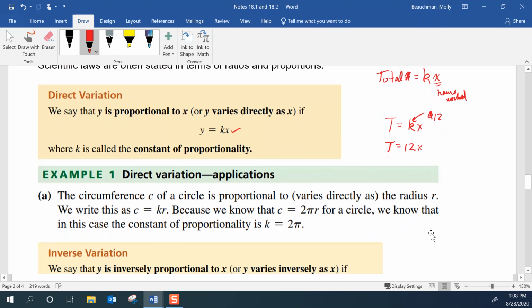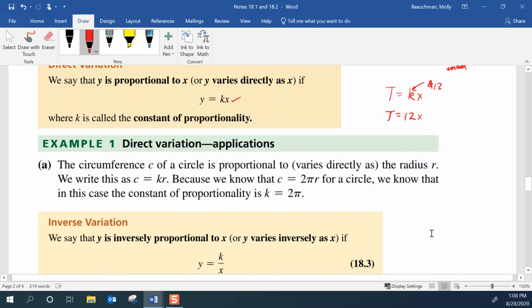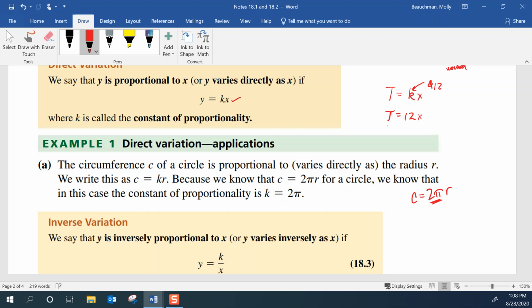Here are some applications that you would be familiar with. The first one: the circumference C of a circle is proportional to, or varies directly as, the radius r. We write this as C equals k times r. But you know the definition from a previous class: the circumference of a circle is 2 pi times r, so we call 2 pi that constant of proportionality.